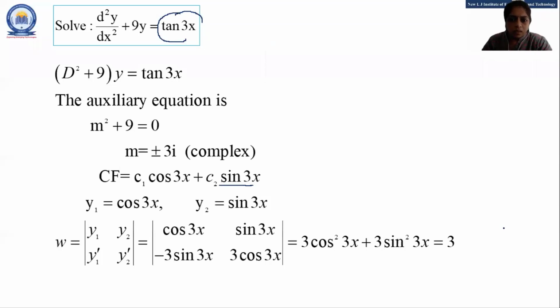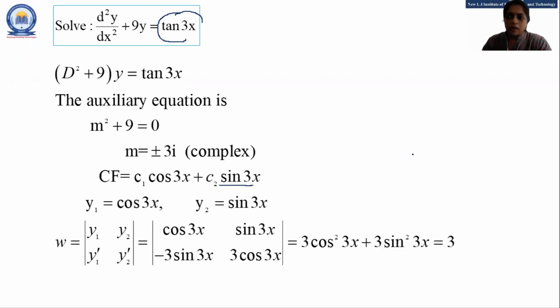One doubt is there. If it is sine or cos, then we can apply any method. Yes, if your right hand side is sine or cos, then you may apply the variation of parameter method as well as the shortcut method, which we learned in our last week's lecture.